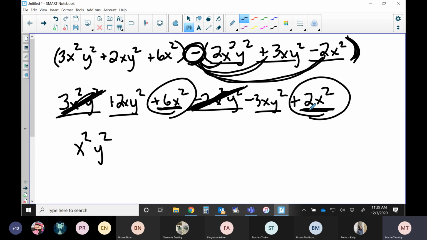Listen to the wording. Same thing. 6 puppies, 6 x squareds. You have 2 x squareds. How many do you have total? Well, if you're saying 6 puppies plus 2 puppies would be 8 puppies. So what would be 6x squareds and 2 more x squareds? 8x squared. Yes. When you are adding, you are just counting how many you have of them.